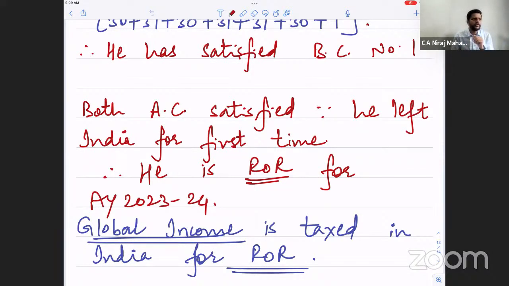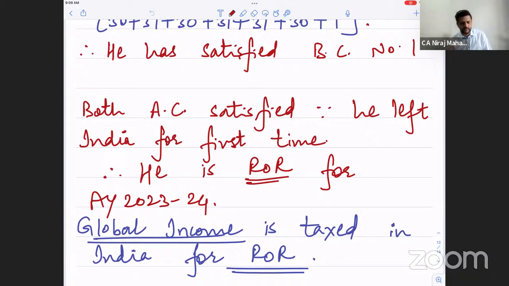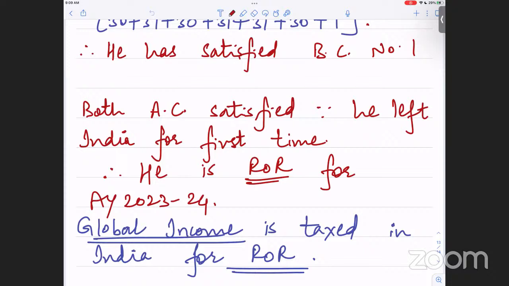So overall we have 4 conditions. 2 are basic conditions and another 2 are additional conditions. What is the first basic condition? At least 182 days in the current year, the current PY. What is basic condition number 2? At least 60 days in the current year and at least 365 days in the last 4 years.